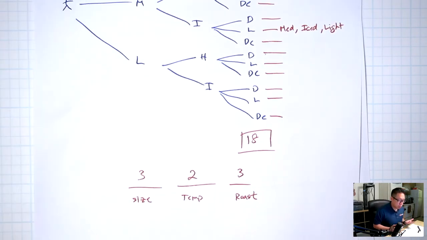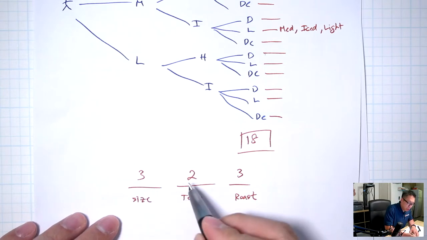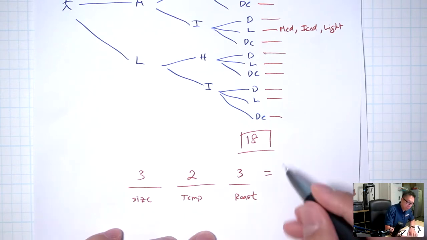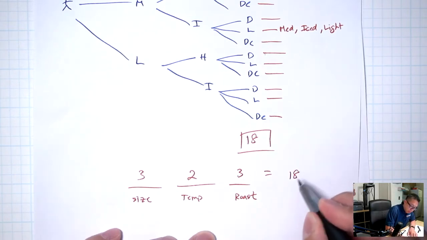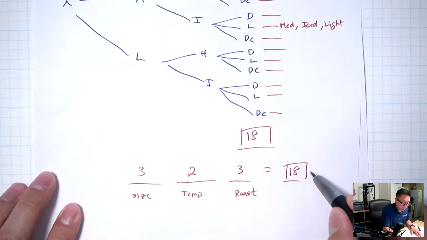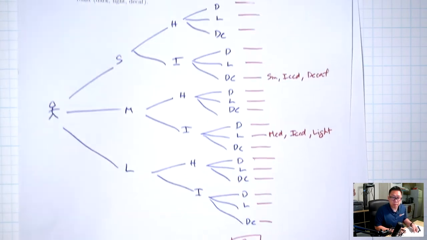And what the counter principle basically says is after you count how many options you have for each part or each choice, multiply them together. 3 times 2 times 3. What is 3 times 2 times 3? It's 18. Which matches what we had when we did the long way by listing out all the possibilities.